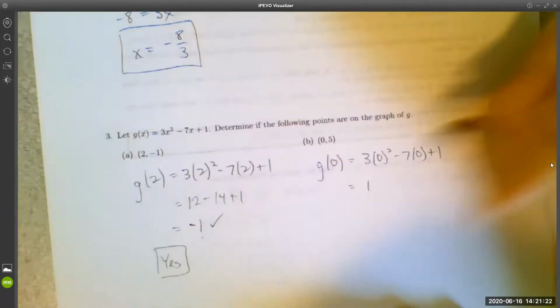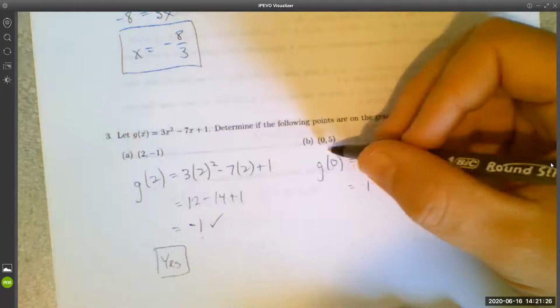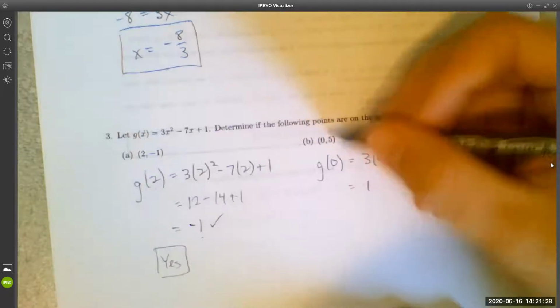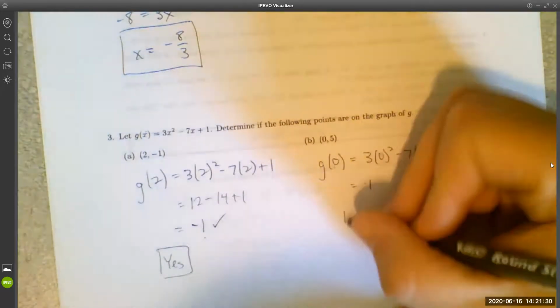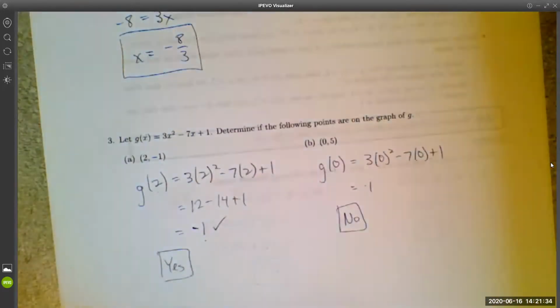Well, that's just going to be 1, right? So g of 0 equals 1. So (0, 1) is on the graph. (0, 5) is not, right? The answer here is no. Okay, so that's that.